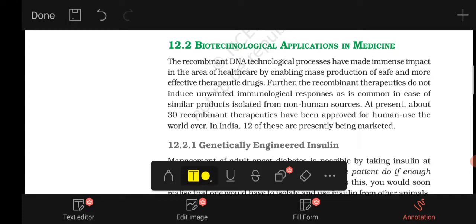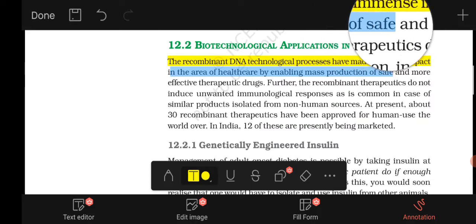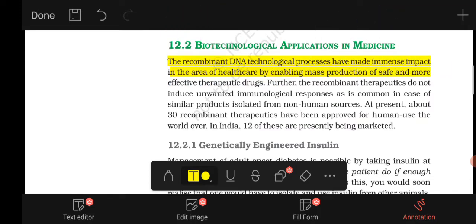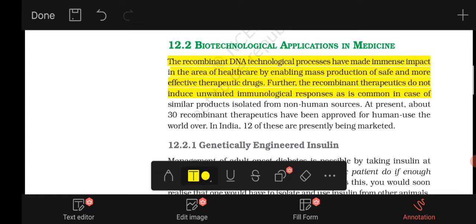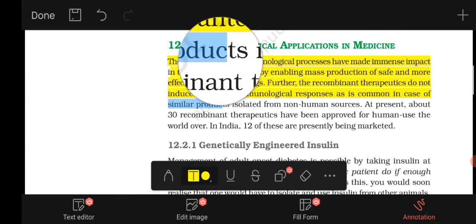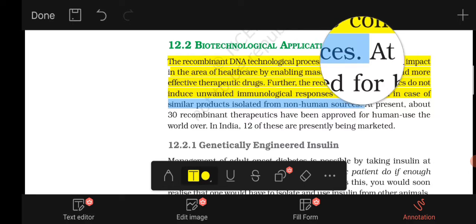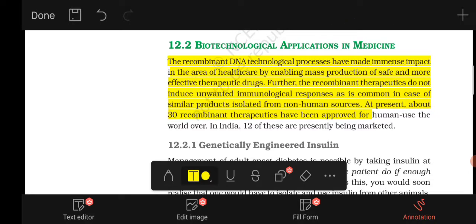The recombinant DNA technologies have made immense impact in the areas of healthcare by mass production of safe and more effective therapeutic drugs. Further, the recombinant therapeutics do not induce unwanted immunological responses, as is common in case of similar products obtained from non-human sources. At present, about 30 recombinant therapeutics have been approved for human use all over the world, and in India, only 12 of these are presently being marketed.